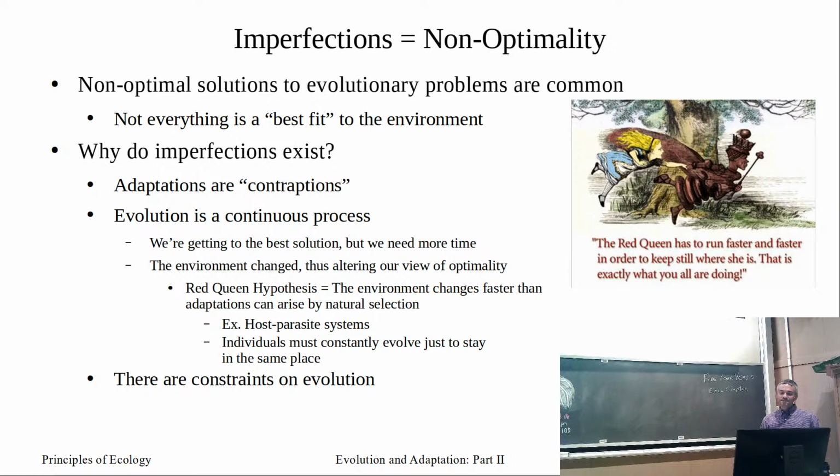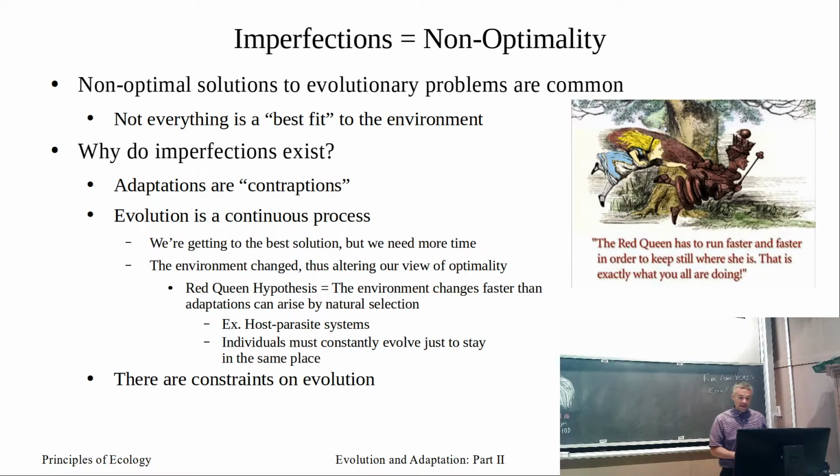That's the Red Queen hypothesis, saying that the environment is changing faster than adaptations can arise by natural selection. So evolution is doing its thing. Natural selection is doing its thing. But every time we start getting ahead, the environment changes and puts us a step back.